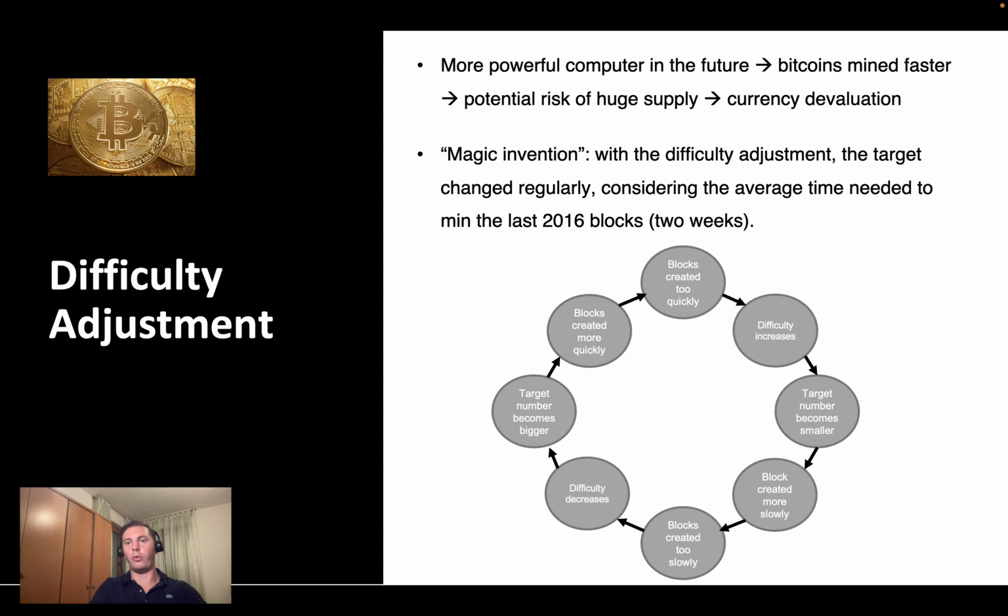And you can see here a circle. When blocks are created too quickly, the difficulty adjustment increases, then the target number becomes smaller, and blocks are created more slowly. When blocks are then created too slowly, the difficulty decreases, the target number becomes bigger, and blocks are created more quickly. And then blocks may again be created too quickly and we start again.